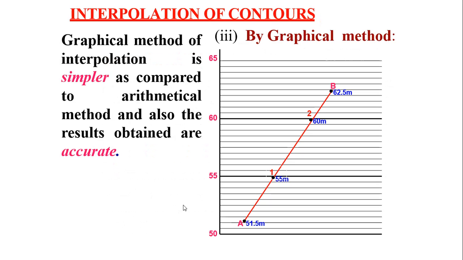Then the next method is the graphical method of interpolation. It is a much simpler method compared to the arithmetical method, and the results obtained are also accurate. With the help of a graph you are able to plot the contours over the map or plan.